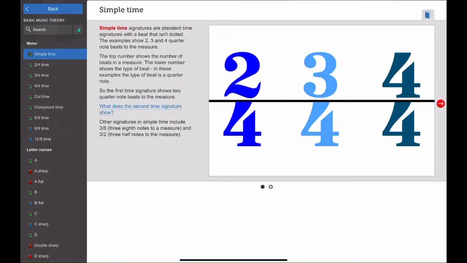Simple time signatures are the standard time signatures where the beat is not dotted. Now you know that the dot adds half of the value to the note. The simple time signatures are very common. You have 2/4, 3/4, and 4/4, which means 2 quarter notes, 3 quarter notes, and 4 quarter notes per measure. Other types of simple time include 3/8 and 3/2. 3/8 is three eighth notes to a measure, and 3/2 is three half notes to a measure.